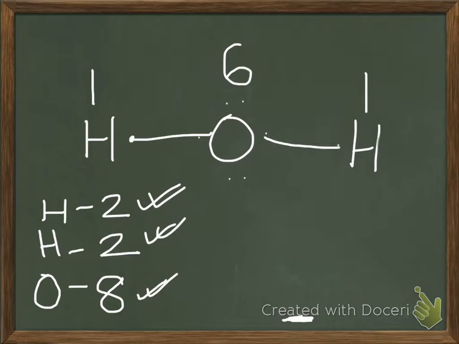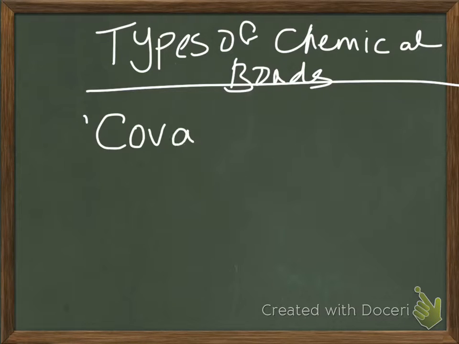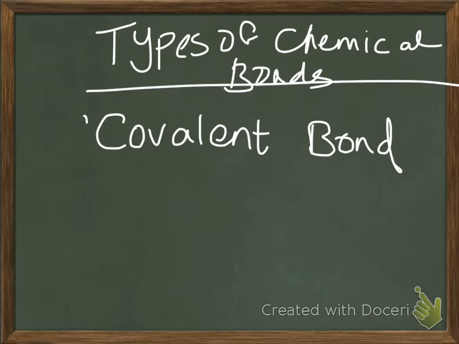So, as I showed in the example, we have now discussed what a chemical bond is. Now, let's move on to types of chemical bonds. The first type of bond is the covalent bond. So, what is a covalent bond?